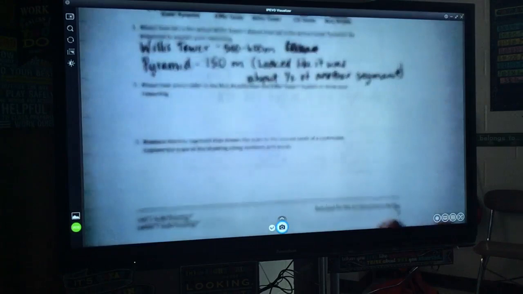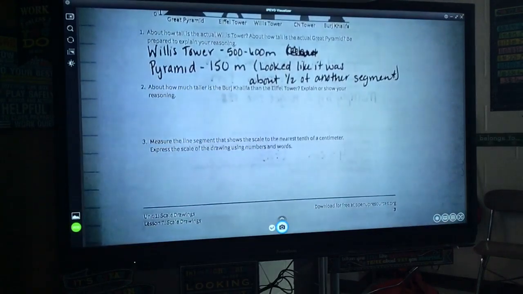Alright, number 2, it says about how much taller is that big giant building than the Eiffel Tower. Explain or show your reasoning. Jenny: I said 3 times bigger, I measured and moved it up, and it was about 3 times bigger. So you said 3 times bigger. Yeah. Okay. Did anybody else come up with something different?